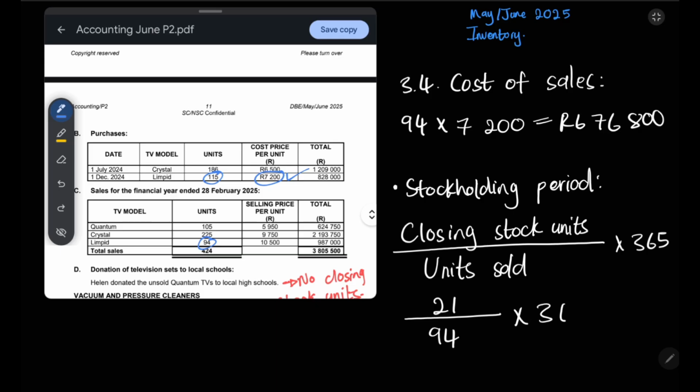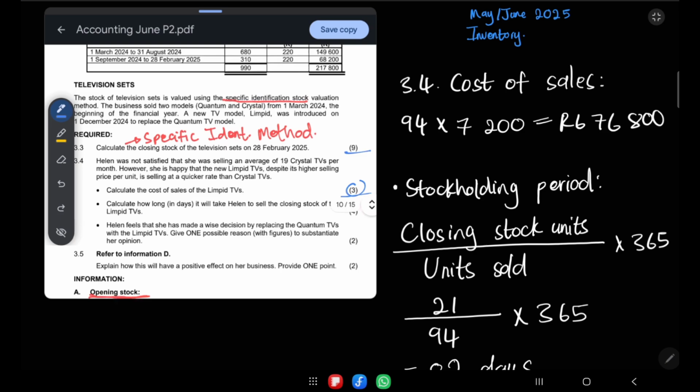You have to multiply that with 365. Let's punch this in a calculator. We'll say 21 over 94 times 365, which should give you 81,5 days. But you can just round this off and say 82 days. Instead of 81,506, it should be 82 days. This is the closing stock period. Let's look at the next question.